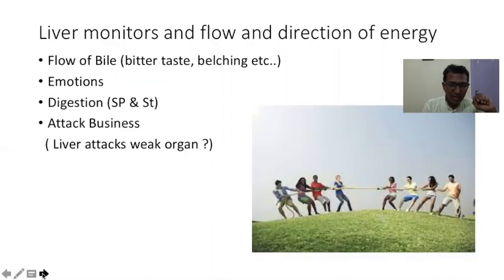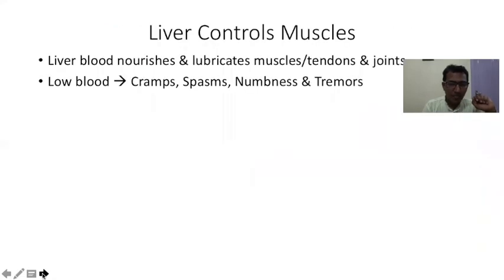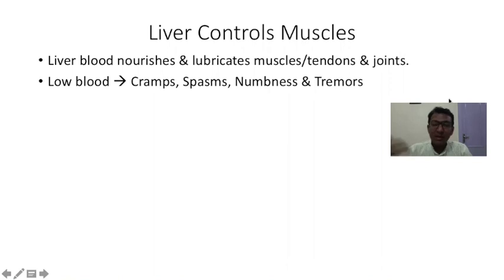So we understood this. Now the liver controls muscles. I discussed this in the beginning itself. If I want the muscles to function more, to move, like run or lift some heavy weight, the muscles require extra blood. So the liver provides that extra blood into the system, and it will have less blood for its processing.